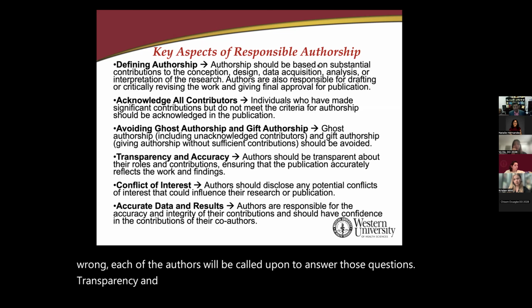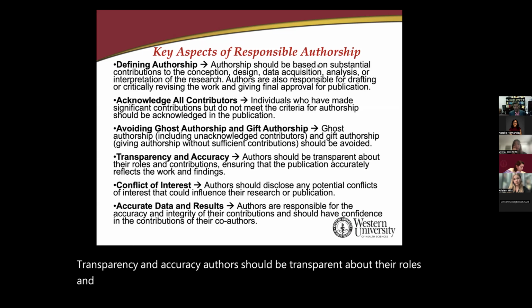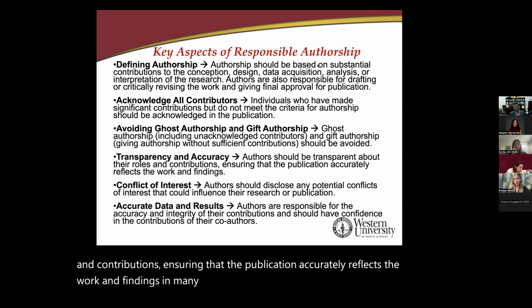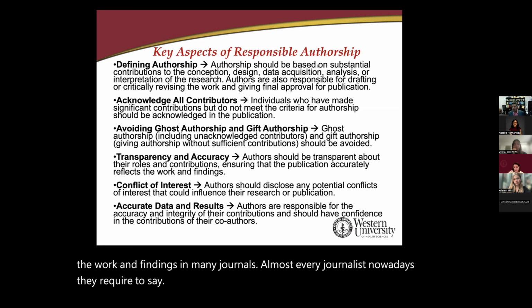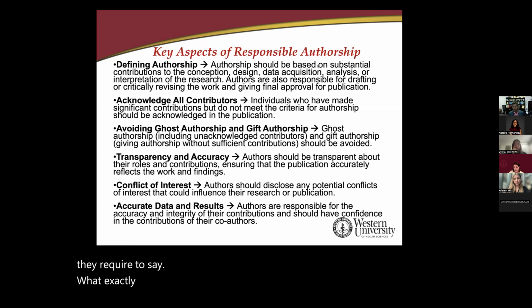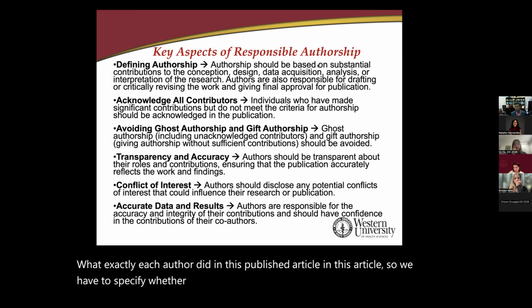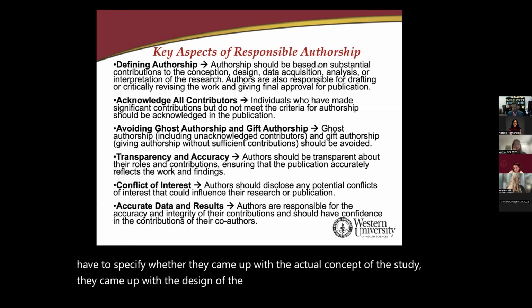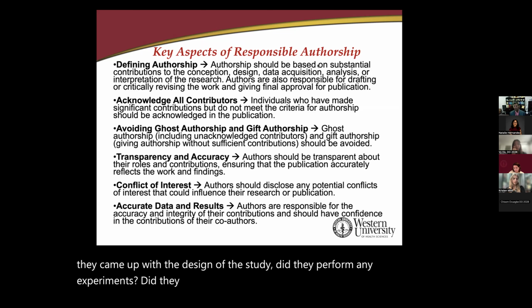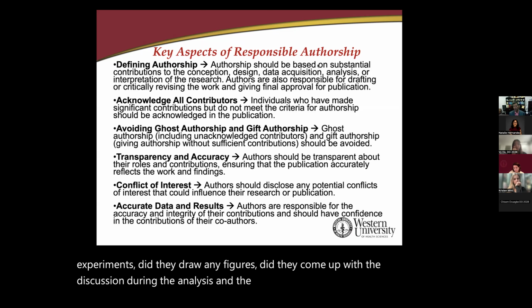Transparency and accuracy. Authors should be transparent about their roles and contributions, ensuring that the publication accurately reflects the work and findings. In almost every journal nowadays, they require you to say what exactly each author did in this article. So we have to specify whether they came up with the actual concept of the study, they came up with the design of the study, did they perform any experiments, did they draw any figures, did they come up with the discussion during the analysis and the conclusion of the findings, and so on and so forth.